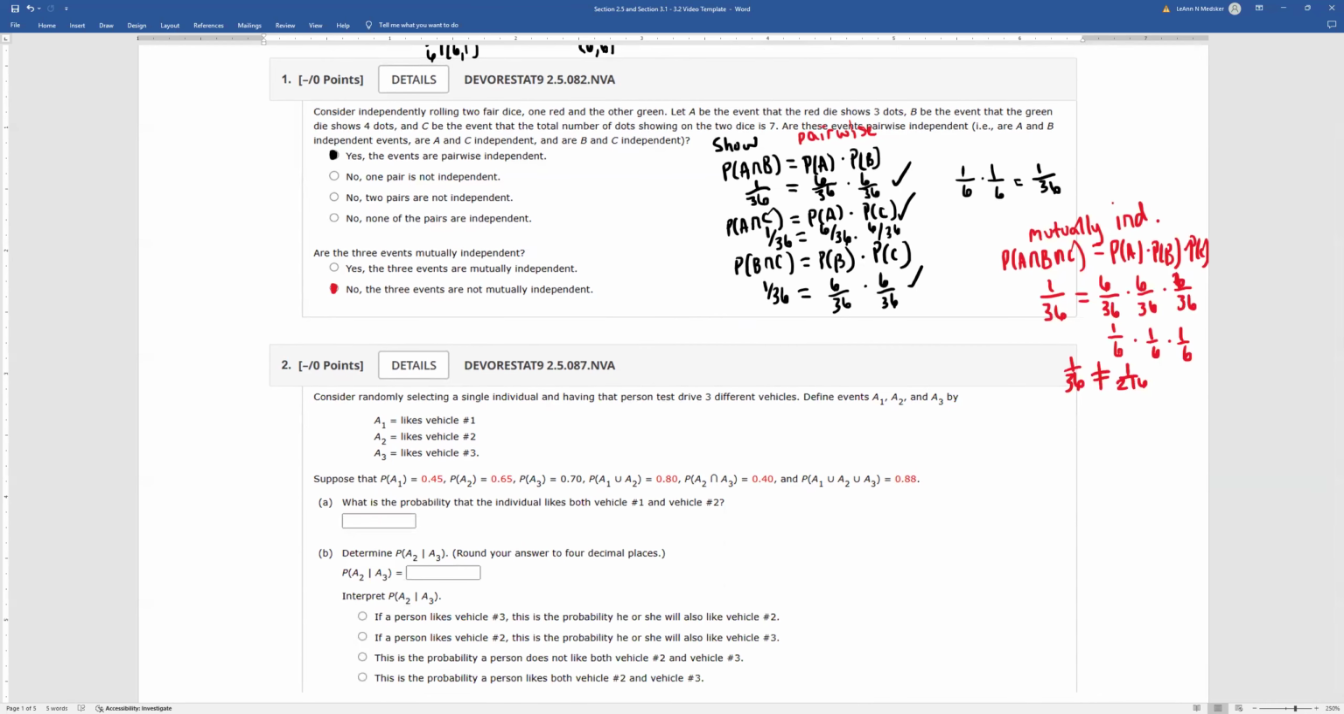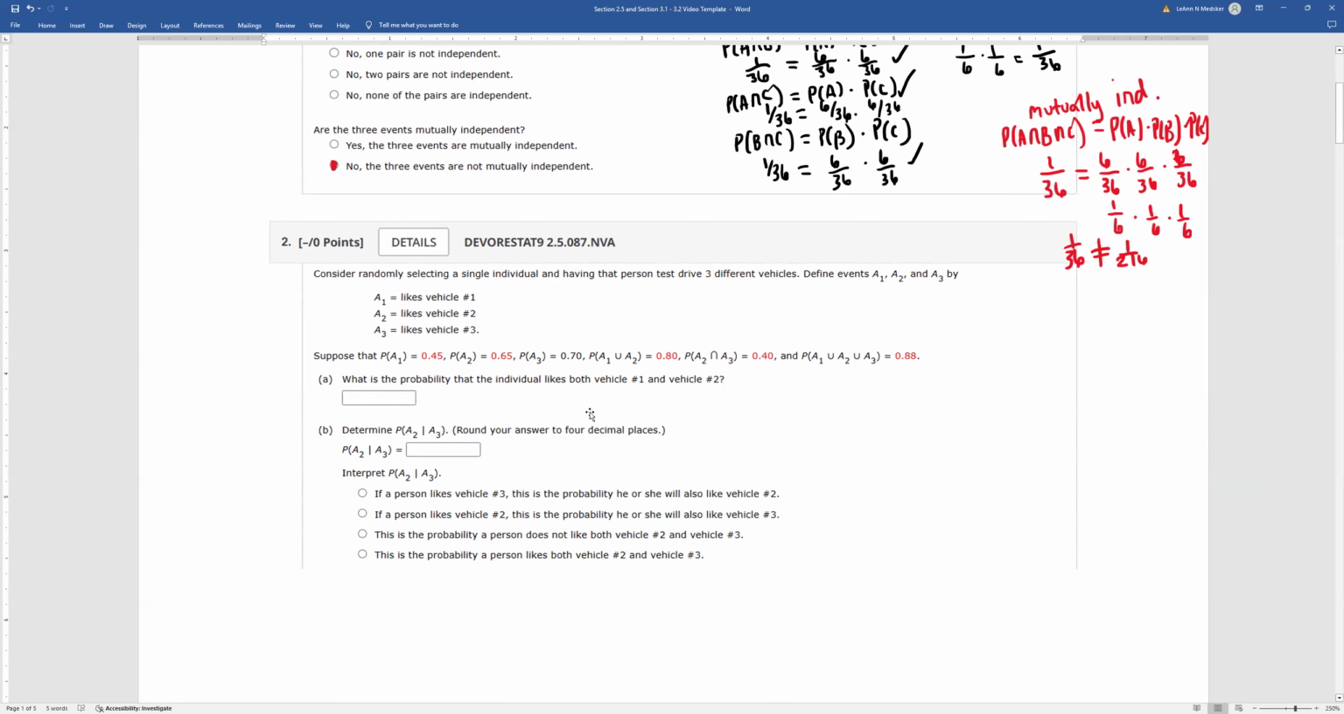All right, let's move on to the second question. For this one, we're considering randomly selecting a single individual and having that person test drive 3 different vehicles. We're going to define the events of whether they like a car as A1, A2, or A3. So A1 likes vehicle 1, A2 likes vehicle 2, A3 likes vehicle 3. Suppose that the probability that this individual likes vehicle 1 is 0.45. The probability that they liked vehicle 2 is 0.65. The probability that they liked vehicle 3 is 0.70.